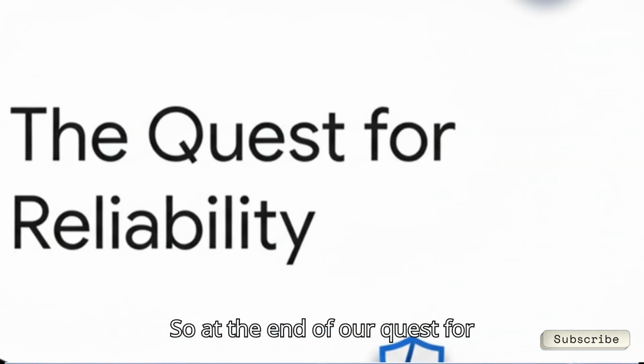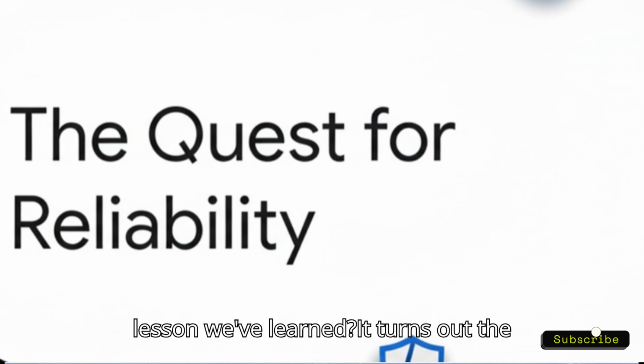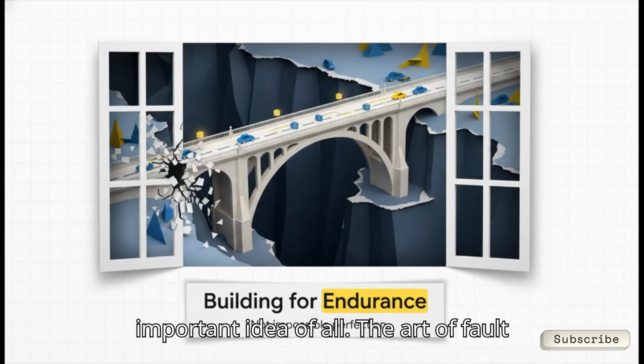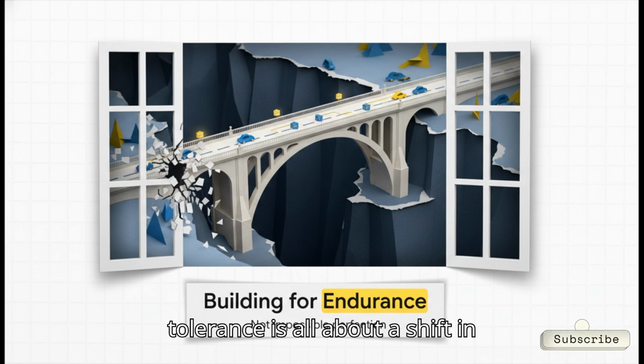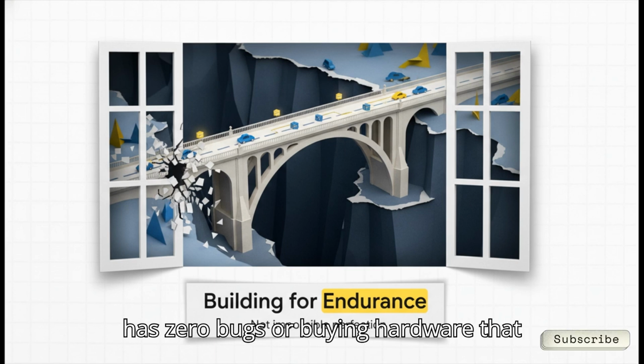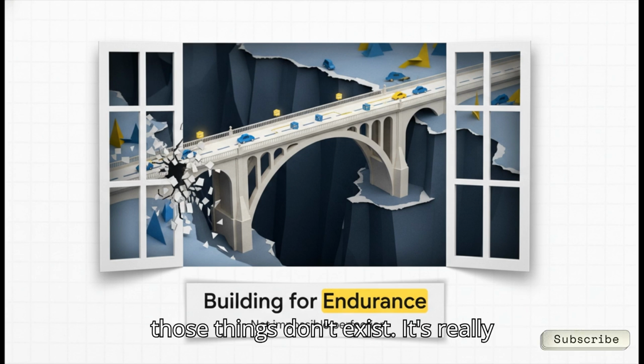So, at the end of our quest for the unbreakable system, what's the big lesson we've learned? It turns out the secret isn't actually about chasing perfection. And really, this is the most important idea of all. The art of fault tolerance is all about a shift in mindset. It's not about writing code that has zero bugs or buying hardware that will never fail because, spoiler alert, those things don't exist. It's really about humility.